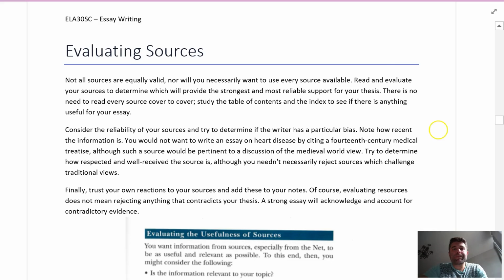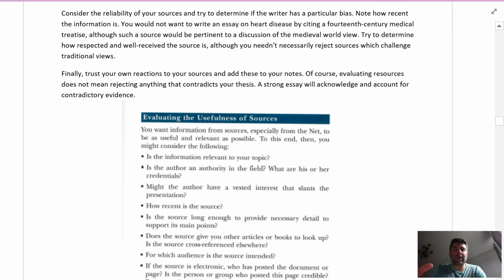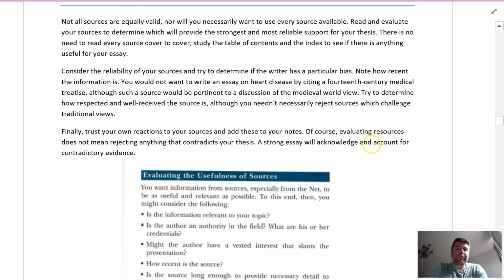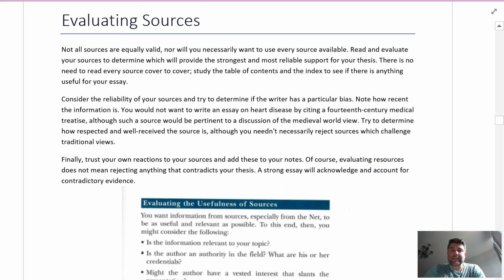Okay, guys, so on page 16, we start looking at the details of what evidence looks like and how you actually put it into an essay. And I'd like you to go through this section in detail.